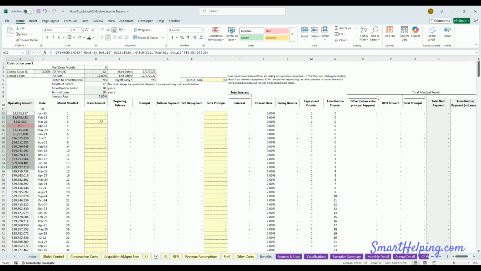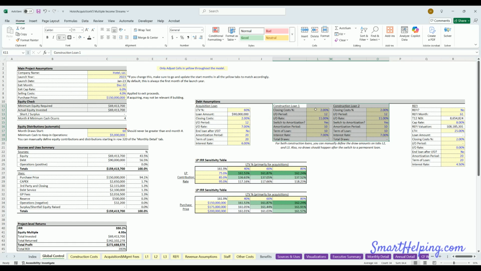And we'll get into a construction example after I get through with all these, explaining everything with the acquisition version, using just an acquisition. I'll do this version as well. But for the construction, you define the draw amounts on the L2 and L3 tabs. Then you put closing cost percentage, which will be the total amount of the loan drawn.